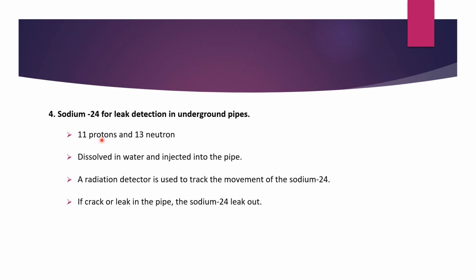So what is the procedure? Basically, a small amount of sodium-24 is taken and dissolved in water, right? Then that water is injected into the pipe whose checking is being done, and a radiation detector is used. Wherever there is sodium-24, this radiation detector will detect it and we can easily find the crack where the leak is going out.